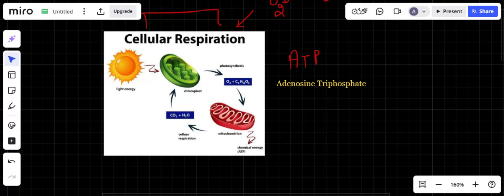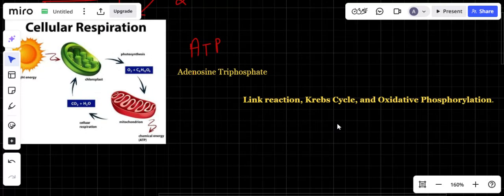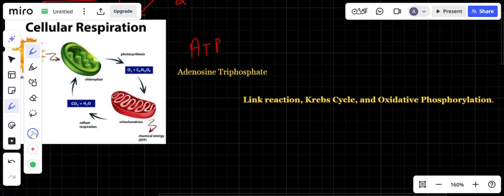Today we will cover the first part of cellular respiration, which is glycolysis, and in the upcoming parts, we will move step by step into the link reaction, Krebs cycle, and oxidative phosphorylation. This whole journey starts from glycolysis first. So in today's lesson, we will focus on the very first step, which is glycolysis. So let's begin.